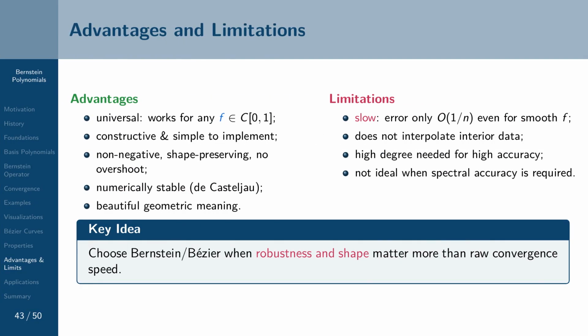Let us be balanced. The advantages. The method is universal, working for any continuous f. It is constructive and simple to implement. It is non-negative, shape-preserving, and free of overshoot. It evaluates stably via de Casteljau, and it carries beautiful geometric meaning. The limitations. It is slow, with error only of order 1 over n, even for smooth functions. It does not interpolate interior data. High degree is needed for high accuracy, and it is not the tool when you need spectral accuracy. Choose Bernstein and Bézier when robustness and shape matter more than raw speed.